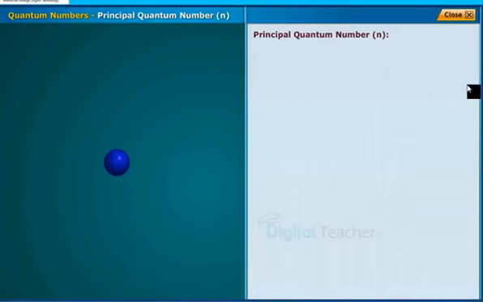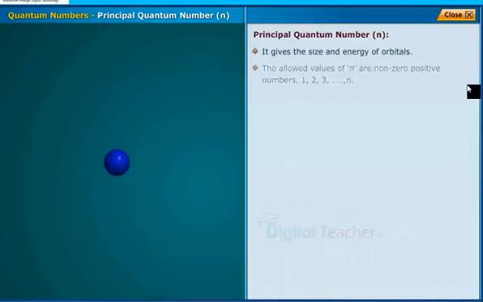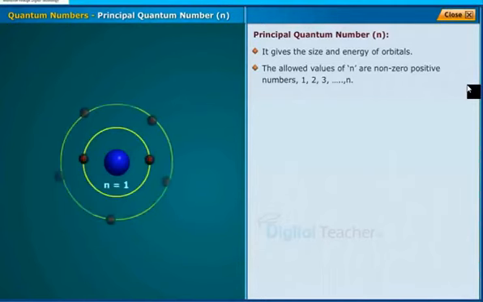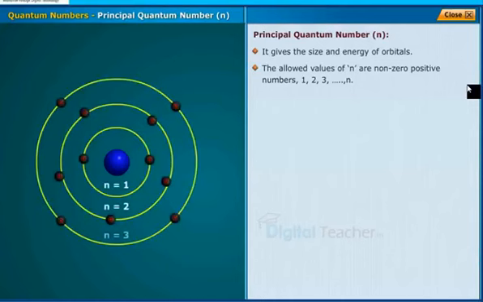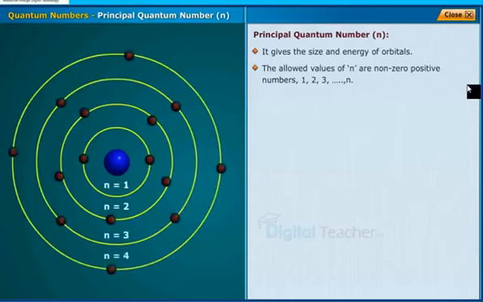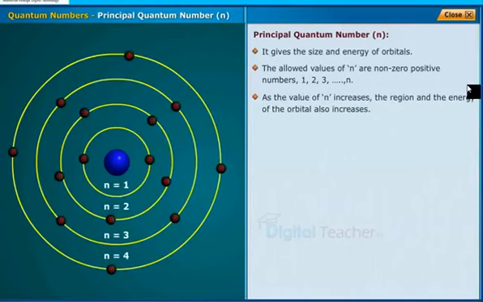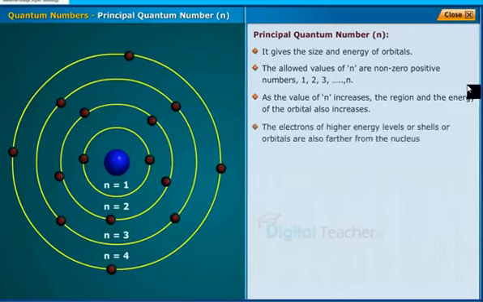Principal quantum number. It gives the size and energy of orbitals. The allowed values of n are non-zero positive numbers 1, 2, 3, up to n. As the value of n increases, the size and the energy of the orbital also increase. The electrons of higher energy levels, or shells, or orbitals are also farther from the nucleus.